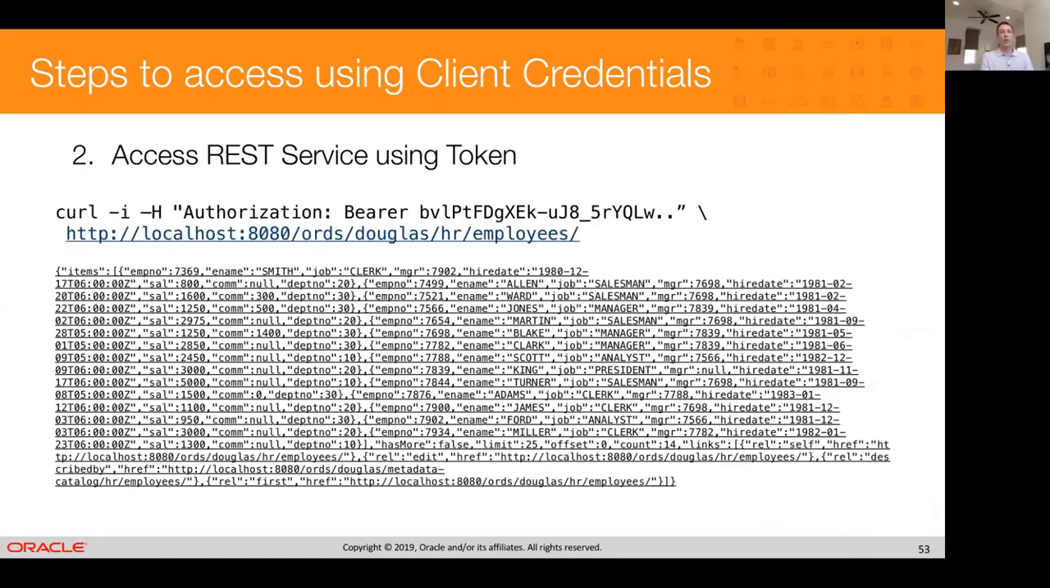Then we go and do the call. We pass across a header variable called Authorization of type Bearer, and here's the token. Then we can get the data.